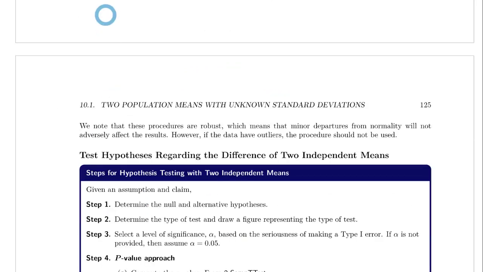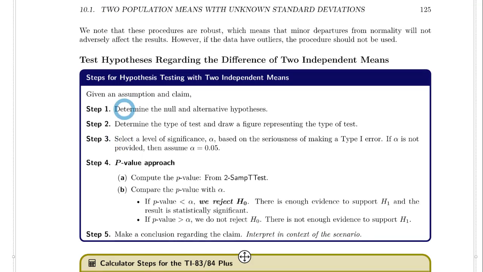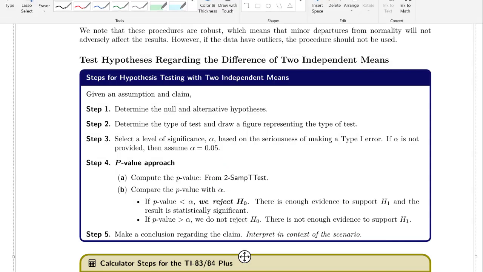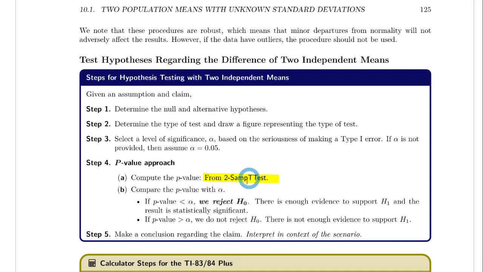So how are we going to do the test? Well, we're going to determine the null and alternative as we usually do. They'll say the first sample greater than or decrease. We use the same thing: if it's less than, greater than, or equal to, it's still left tail, right tail, two-tailed, respectively. Then we'll draw the figure and determine the level of significance. And we just put it in the calculator and use the two sample test and run all the stats there. Step 5 is always making that conclusion.